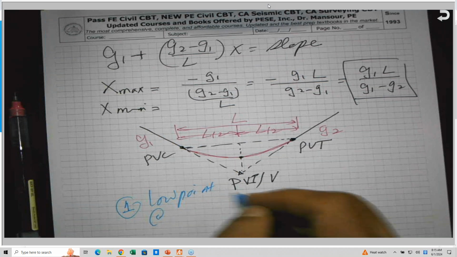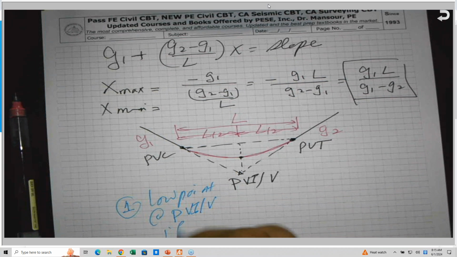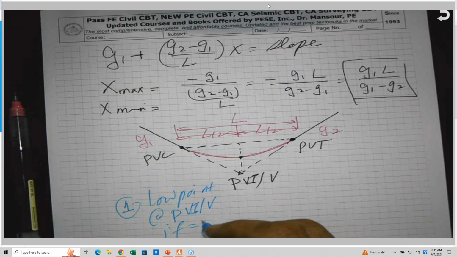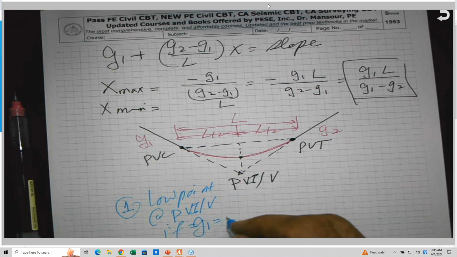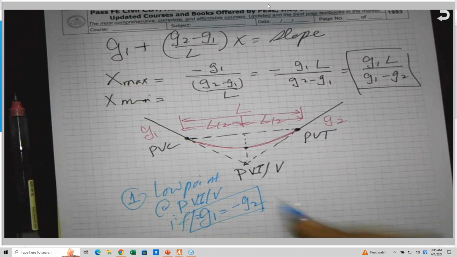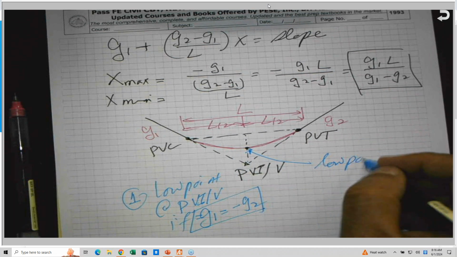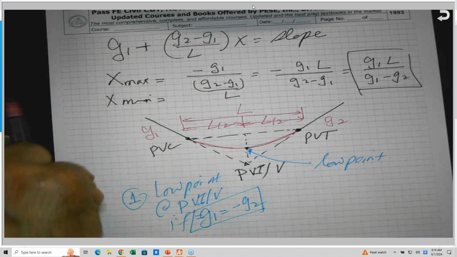at the BVI, or the vertex, G1 is equal to negative G2. So the low point, assuming this is a low point, and that I'm referring to, this is true.